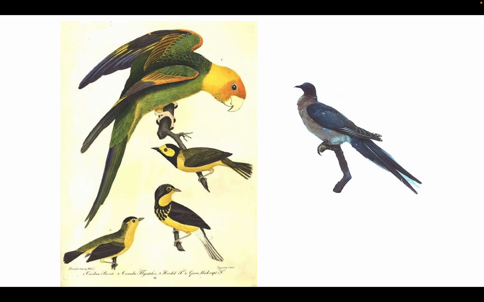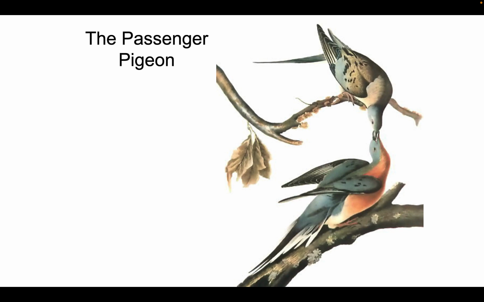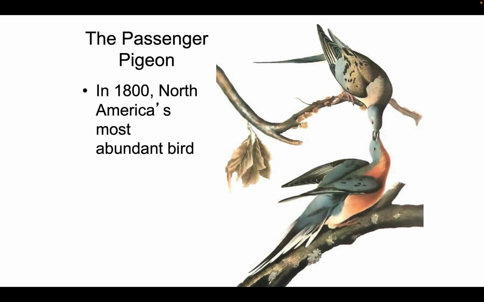Now, what about the species that we did lose? The Carolina parakeet and the passenger pigeon are two examples, and I'm going to focus on the passenger pigeon as an example of a very alarming loss of a species. So the passenger pigeon was larger than our mourning dove, a fairly large dove species, and in the year 1800, it was North America's most abundant bird.